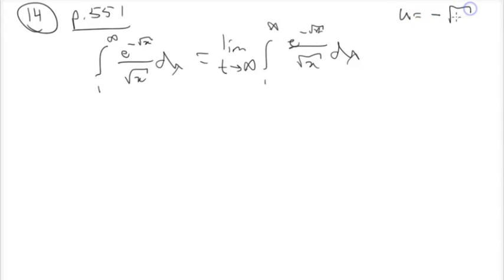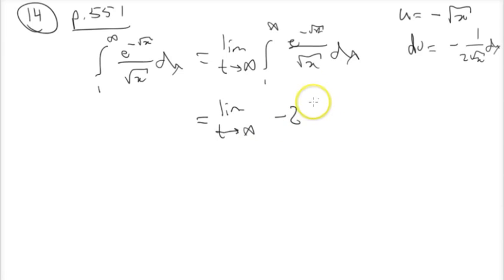So we make u equal negative root x, and du will equal negative 1 over 2 root x dx. We don't see this negative in the function, and we don't see the 1 over 2, so we're going to need to deal with that in the coefficient. We put in negative 2, and then we will have, oh gosh, I'm sorry, I keep putting the infinity there, between 1 and t of e to the u du.